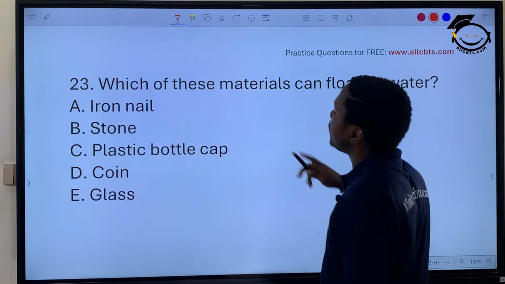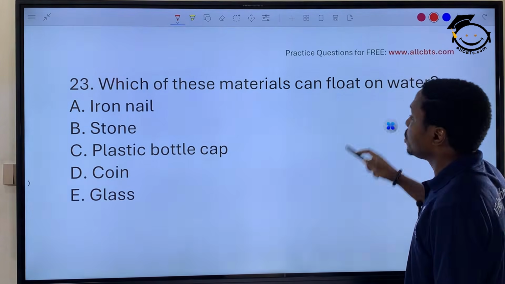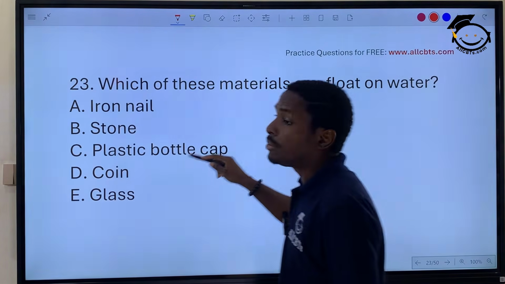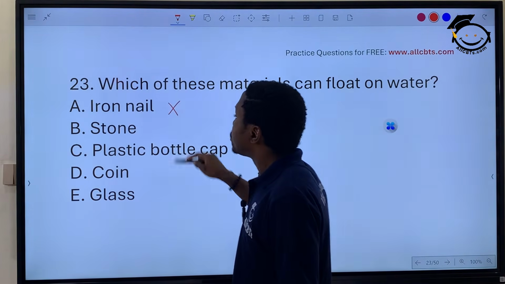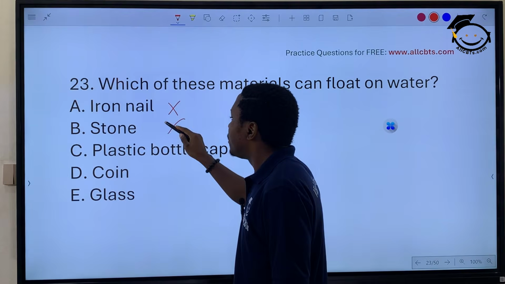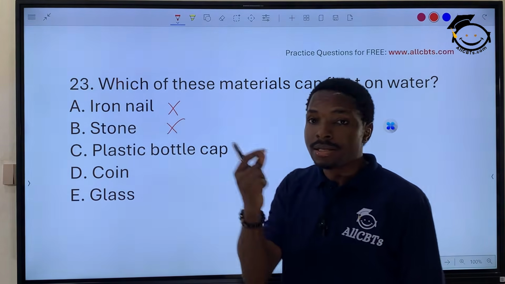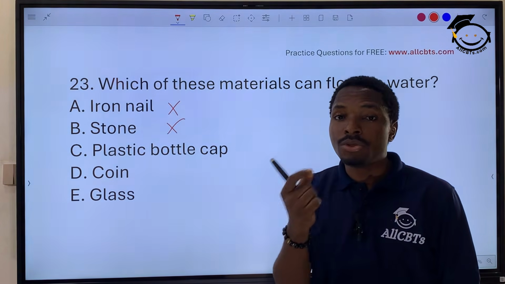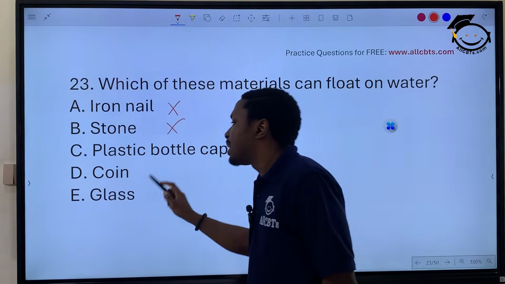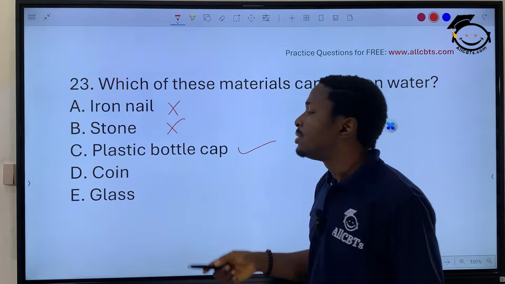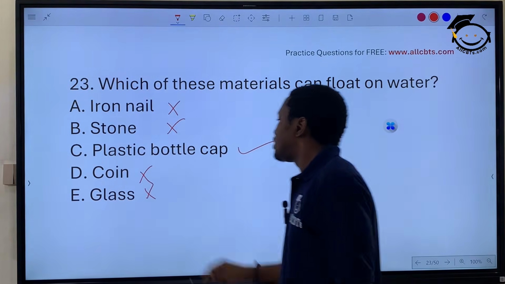23. Which of these materials can float on water? Iron nail? No. Iron nail is metal, it will sink. Stone will sink. Plastic bottle cap, that's the cap or the cover of the bottle. Yeah, this one should float on water. Coin and glass are also denser, so they will definitely sink.